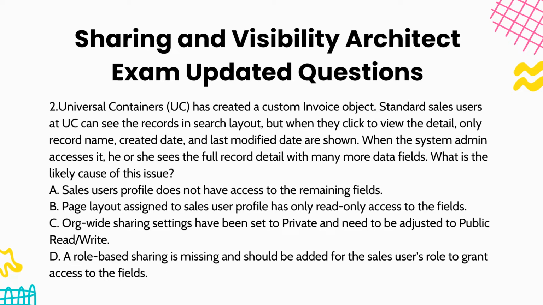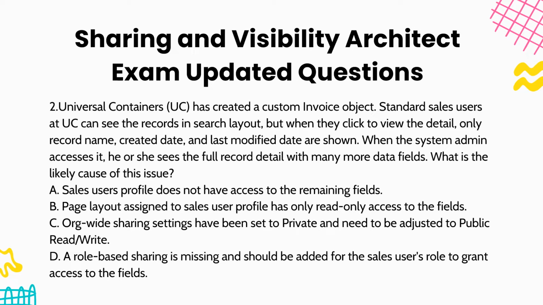2. Universal Containers, UC, has created a custom invoice object. Standard sales users at UC can see the records in search layout, but when they click to view the detail, only record name, created date, and last modified date are shown. When the system admin accesses it, he or she sees the full record detail with many more data fields. What is the likely cause of this issue?